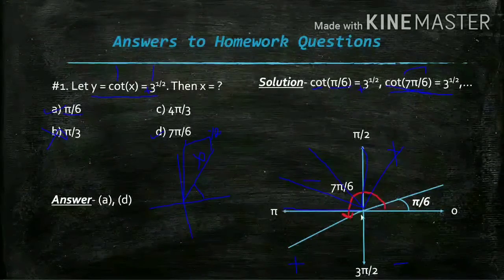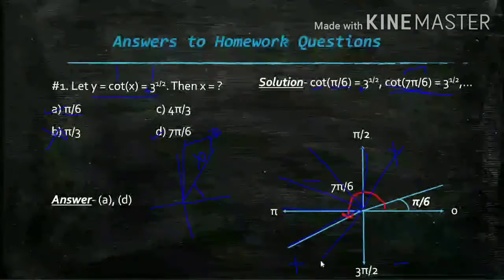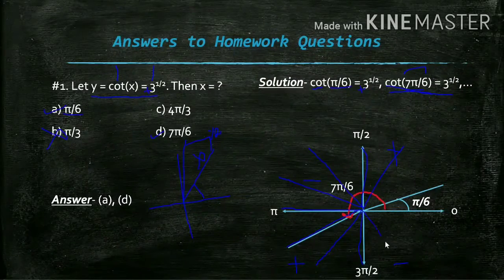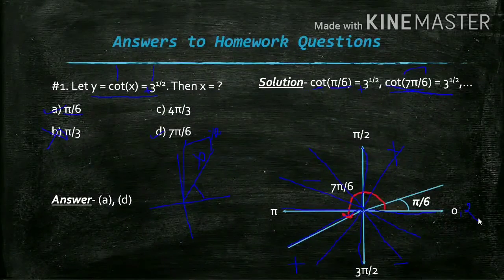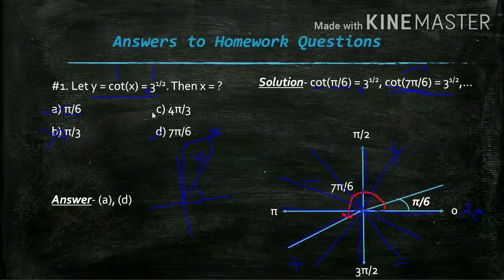6 pi by 6 would be here. This is the angle 7 pi by 6. Here would be 8 pi by 6. This would be 9 pi by 6, then 10 pi by 6, 11 pi by 6, and 12 pi by 6, which can be represented by 0 as well, no doubt. Now these two angles are clear, so the other two angles are 7 pi by 6 and 4 pi by 3.